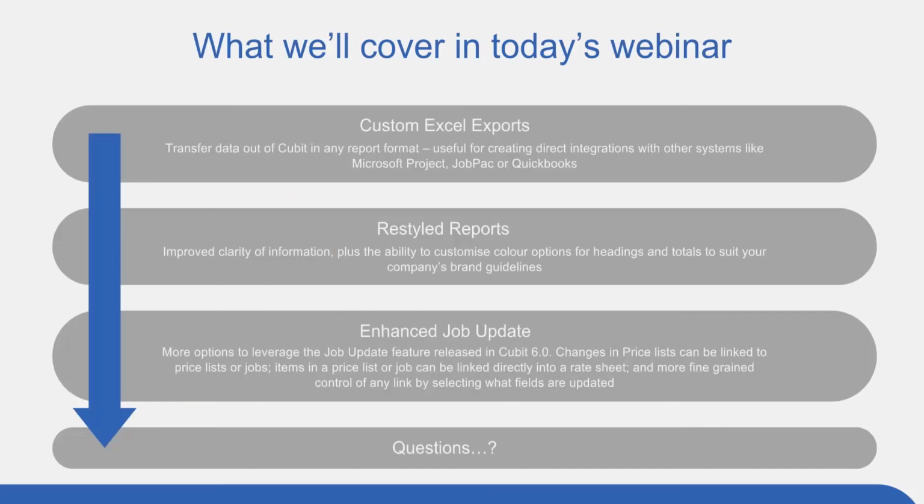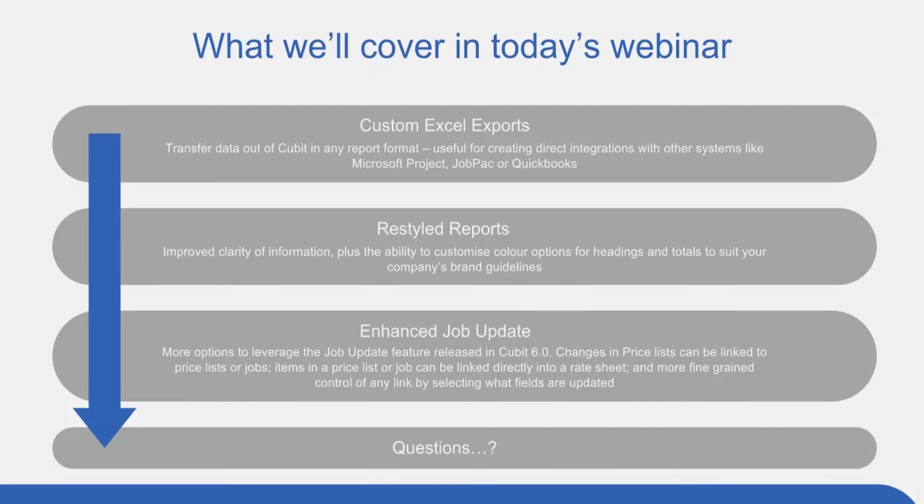Okay, today I'll be taking you through 3 new features released in Cubit 6.1. First up, I'll show you the new custom Excel export, which gives you better control and choice over data exports. Now you can transfer data out of Cubit in any report format. This is particularly useful for creating direct integrations with other systems like Microsoft Project, JobPack, or QuickBooks, or any other third-party software that can import data from Excel.